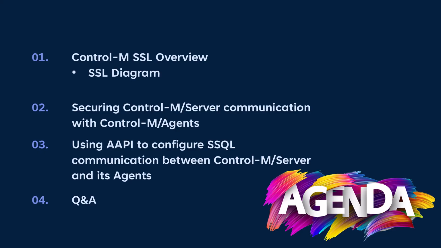Today we'll explain the topics you see here regarding configuring SSL connections between the Control-M server and Control-M agent components. We'll go through an overview as well as a diagram showing the basic layout of Control-M SSL configurations. Then we'll discuss how to configure these secure connections. Lastly, we'll also cover how to make these connections secure using the Control-M Automation API.